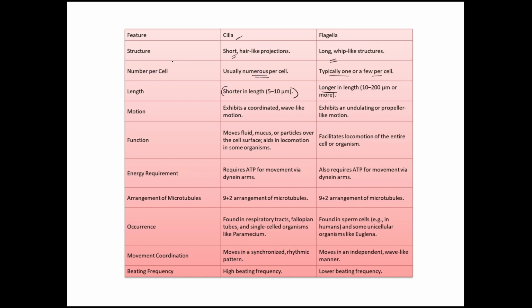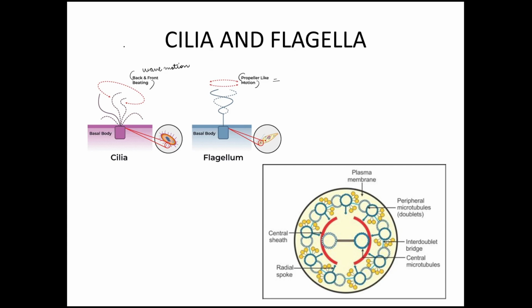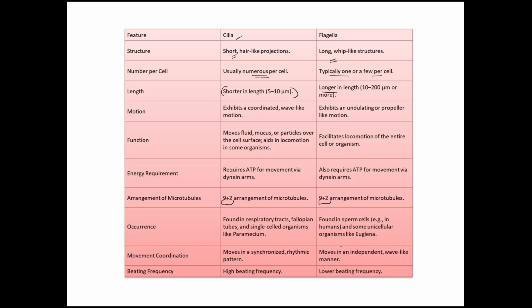Now the arrangement of microtubules in cilia and flagella is the same, that is the 9+2 arrangement. If you look clearly at the diagram, there is an arrangement of 9+2, that is 1, 2, 3, 4, 5, 6, 7, 8, 9 on the periphery and 1 and 2 in the center. This type of arrangement of microtubules is known as the 9+2 arrangement, which is found in cilia as well as flagella.